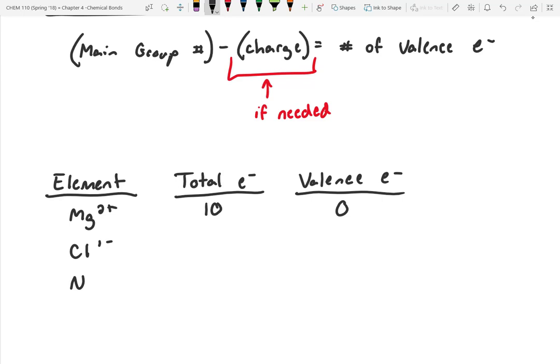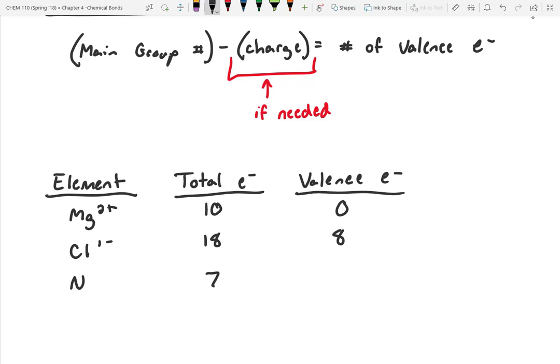All right, what about chlorine with a -1 charge? How many total electrons will that have? What do you guys think? 18, right? So chlorine's normally atomic number 17, which means when it's neutral, it has 17 electrons. However, it's got a -1 charge, which means it's got 1 extra negative charge. So that means it has 18 total electrons. All right, now the tricky part. Normally, chlorine, when it's neutral, has 7 valence electrons, but we've thrown in 1 extra one, so how many valence? 8.